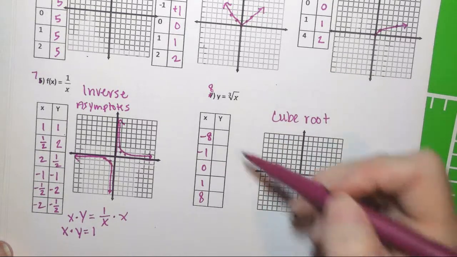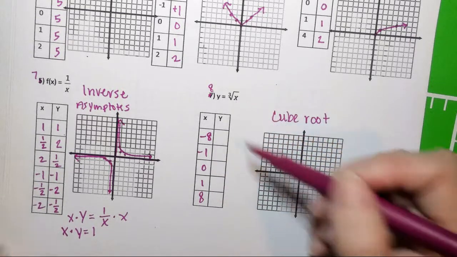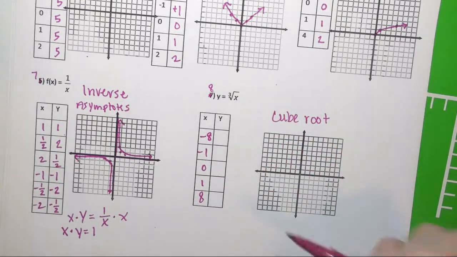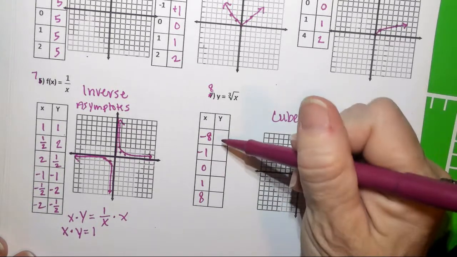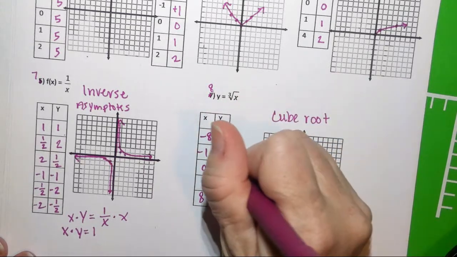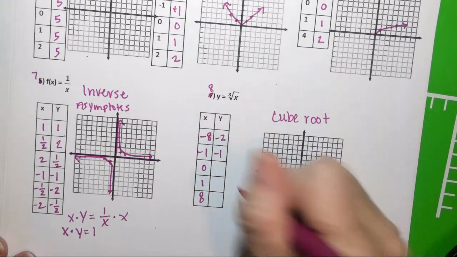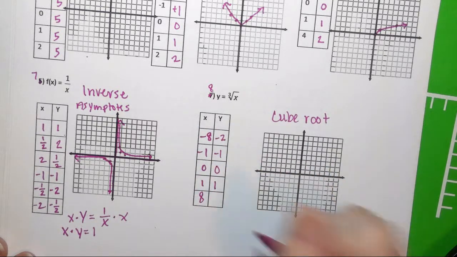And notice again, we've changed up our t-table this time to fit into the cube roots. We want perfect cubes so that we're able to have numbers that are easier to graph. So the cube root of negative 8 is going to be negative 2. The cube root of negative 1 is negative 1. The cube root of 0 is 0. The cube root of 1 is 1. And the cube root of 8 is 2.